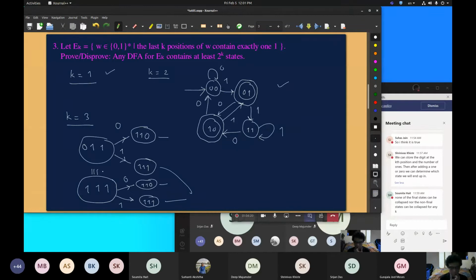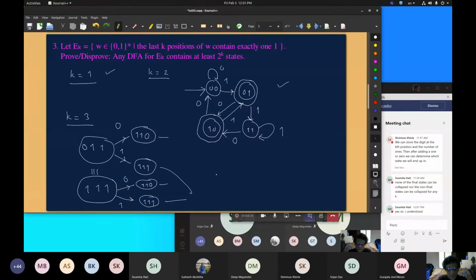Yes or no? You tell. Okay. So 2 to the power k states are not necessary. You can see this is equivalent. Now this is the same state, and the same state means they have to be equivalent. Okay. So 2 to the power k states are not necessary for k equal to 3.